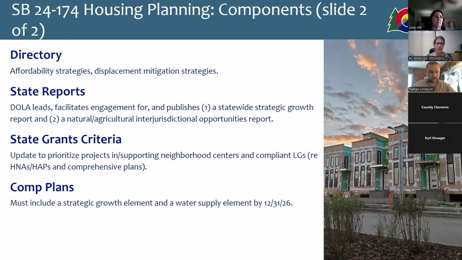There are also some requirements around state grants criteria where we will update to prioritize projects in and supporting neighborhood centers, as well as compliant local governments, subject jurisdictions regarding whether they've completed the HNAs and housing action plans, and some comprehensive plan requirements. Speaking of, the comprehensive plans must include, and there's some nuance in the law about exactly who it applies to based on your size, but generally a strategic growth element and a water supply element by the end of 2026.